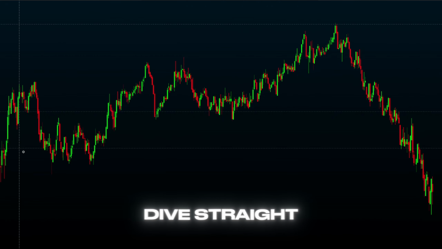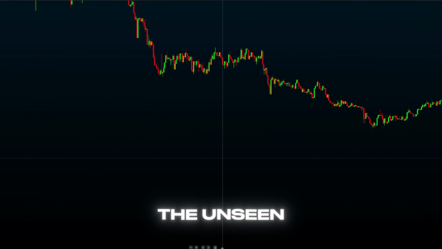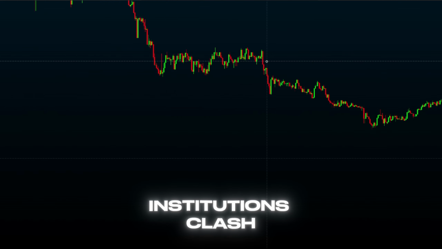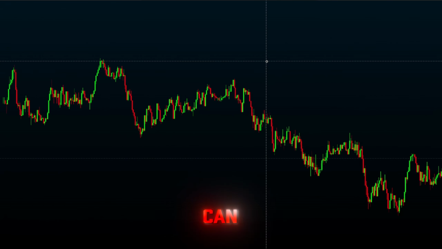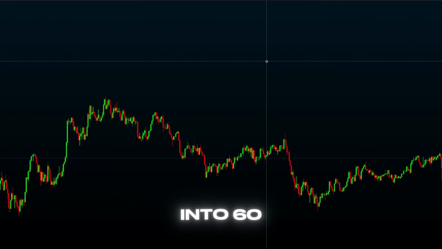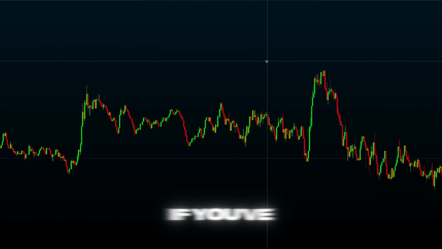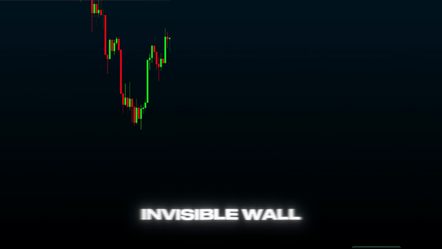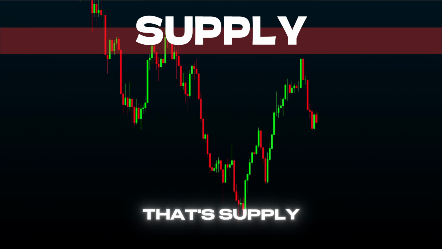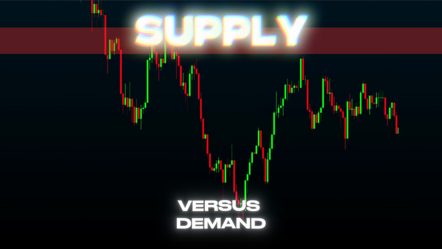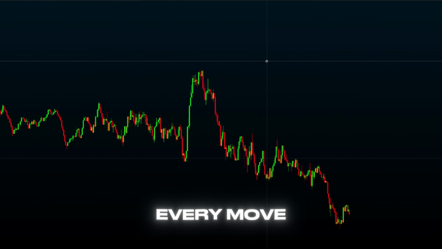Traders, let's dive straight into the world of supply and demand zones. The unseen battlegrounds where big institutions clash with retail flows, creating the high probability setups that can turn a 20-point risk into 60-point wins on Nifty or Bank Nifty. If you've ever seen price slam into an invisible wall and bounce or crash through like it's nothing, that's supply sellers overloading versus demand buyers overwhelming, the core logic behind every move.